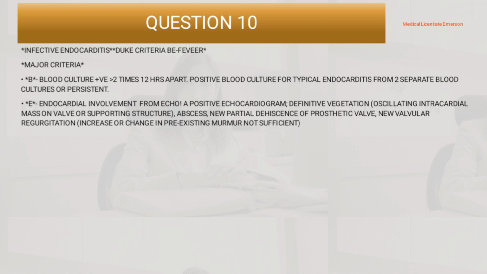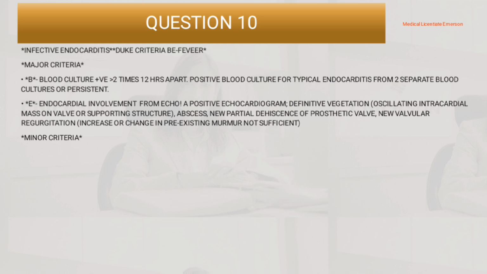echocardiogram, which is a definitive vegetation or oscillating intracardiac mass on valve or supporting structures. So in short, there should be a positive definitive vegetation, or there should be an abscess, a new partial dehiscence of prosthetic valve, or new valve regurgitation. Increase or change in pre-existing murmur is not sufficient for us to put it under the endocardial involvement from echo. So at least these other ones we have discussed are the positive endocardial involvement.